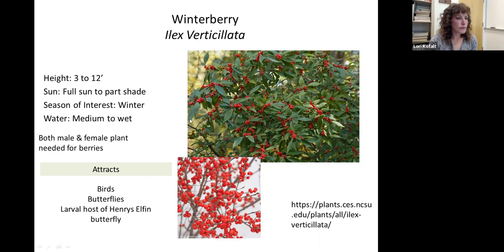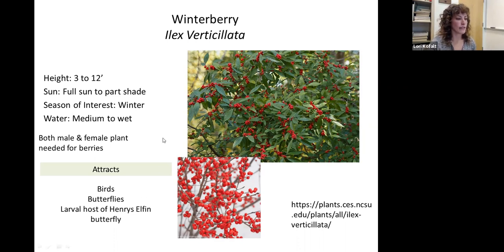Winterberry is a small, you can find dwarf varieties of it. So anywhere 3 to 12 feet, a beautiful shrub. It does not mind being wet, and you do need both a male and a female plant to get this berry production. And wherever you're purchasing it, whomever's working there will be able to help you find that. And I have a short list of some places to purchase plants at the end.